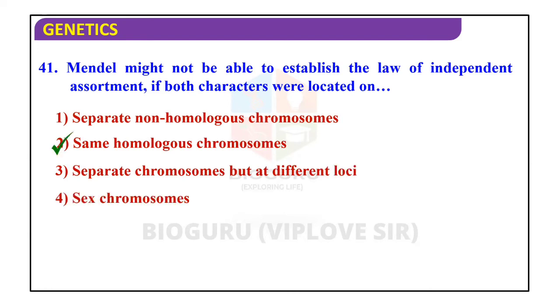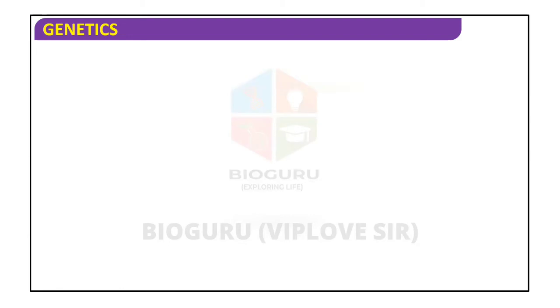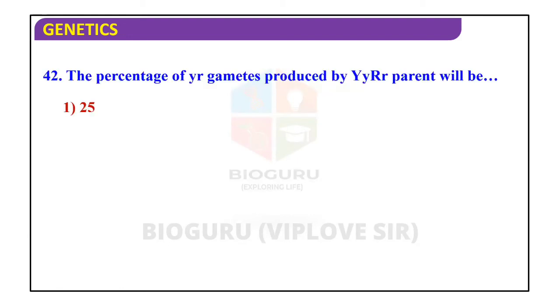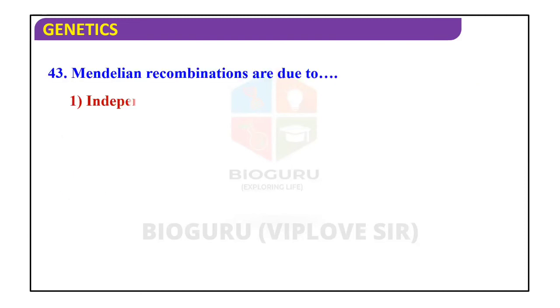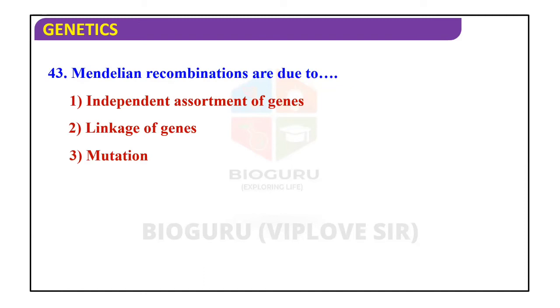Yeah, the same homologous chromosomes. The percentage of YR gametes produced by a YyRr parent will be 25, 50, 75, or 12.5? Yes, it is 25. That's good. Mendelian recombinations are due to independent assortment of genes, linkage of genes, mutation, or dominance. Yes, it is independent assortment of genes.